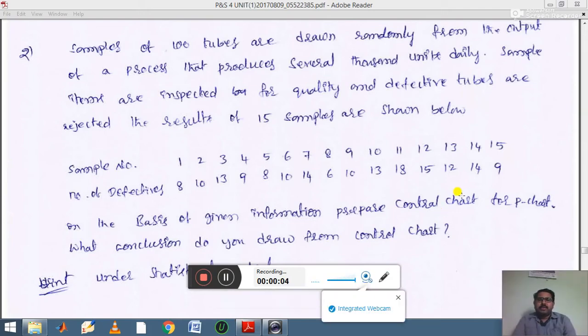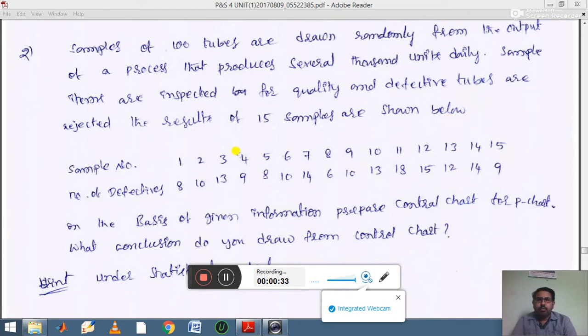Yes, welcome back. Second example on P chart. Samples of 100 tubes are drawn randomly from the output of a process that produces several thousand units daily. Sample items are inspected for quality and defective tubes are rejected. The results of 15 samples are shown below.